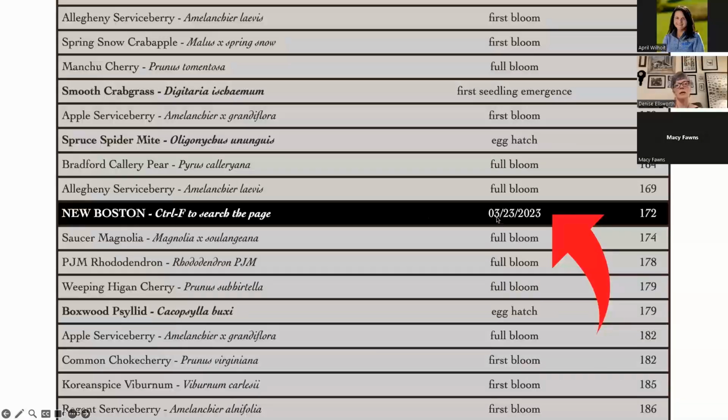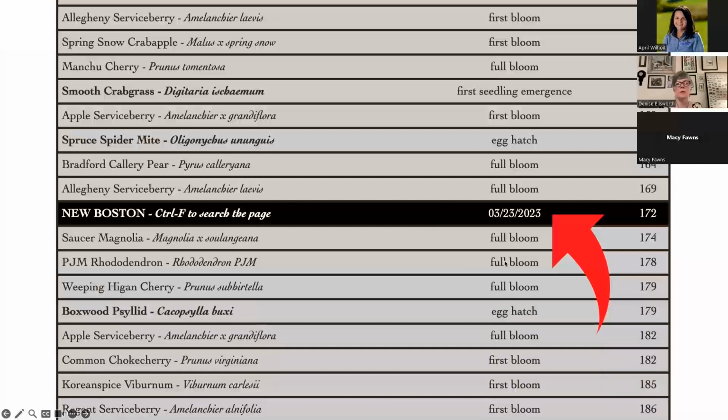So here's this date, March 23rd of last year. How many growing degree days have accumulated? So how many heat units have accumulated? What's above the black bar is what's already happened. Well, Callery pears have already come into full bloom. Manchu cherry came into full bloom. Allegheny serviceberry is in first bloom. And then everything below the black bar is what is yet to happen.